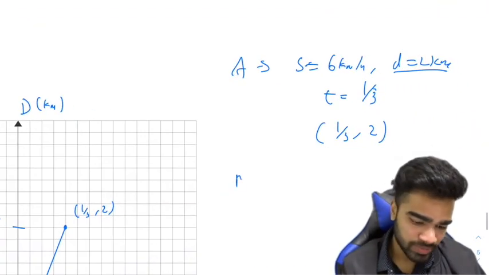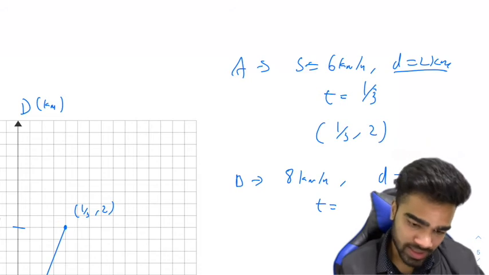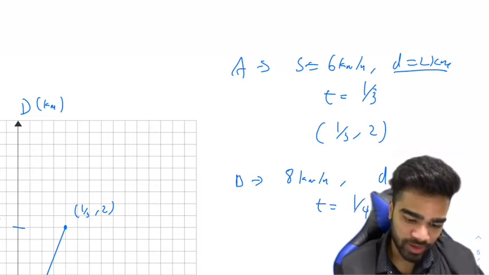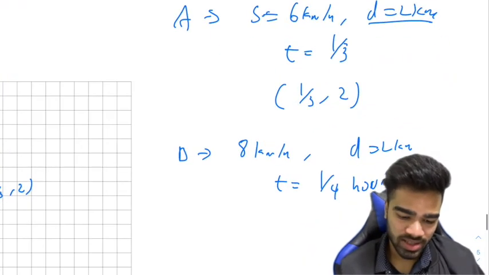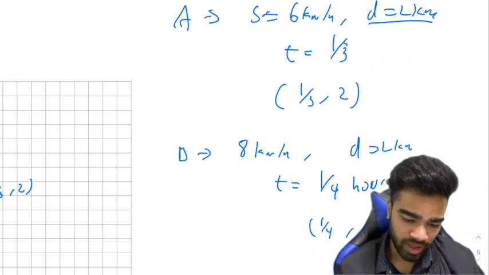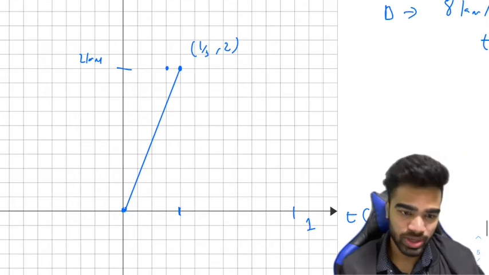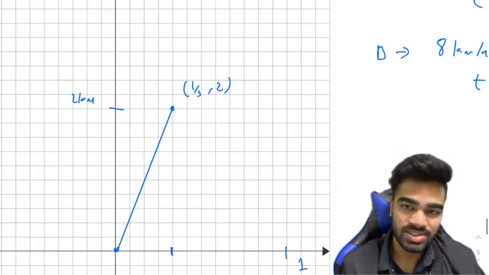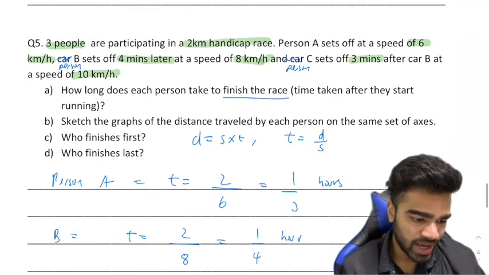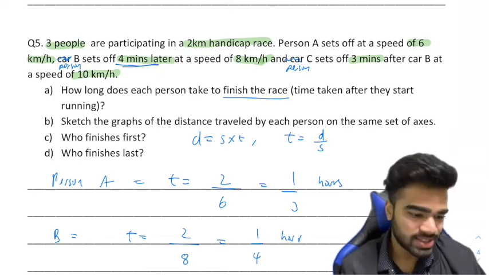Because person B is going at 8 kilometers per hour, and he's also traveling 2 kilometers, and it takes him 1/4 of an hour from the previous question to finish the race. So what does that mean? So can we just say it's a quarter and then 2 kilometers? So it would be kind of like here roughly, because it's quicker, 1/4 smaller. Well, not quite, guys, because this is a handicap race, right? Because remember, person B sets off 4 minutes later than person A.